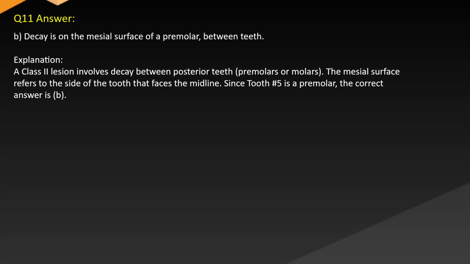Answer B. Decay is on the mesial surface of a premolar between teeth. Explanation. A class 2 lesion involves decay between posterior teeth, premolars or molars. The mesial surface refers to the side of the tooth that faces the midline. Since tooth number 5 is a premolar, the correct answer is B.